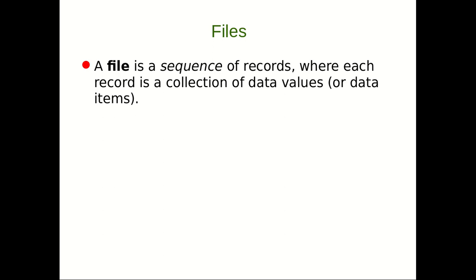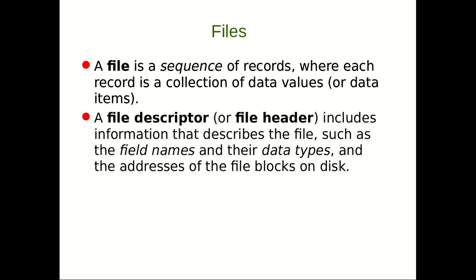A file is a sequence of records. Each record is a collection of data values or data items. A record may contain a number of attributes. A file descriptor or header includes information that describes the file, such as the field names, their data types, and the address of file blocks on disk.